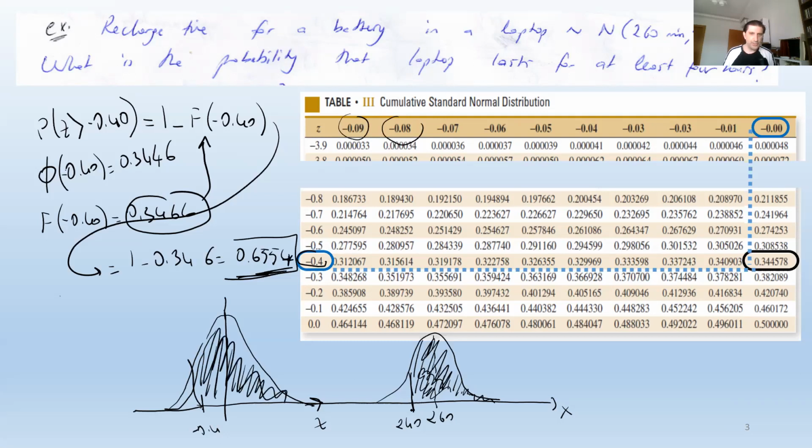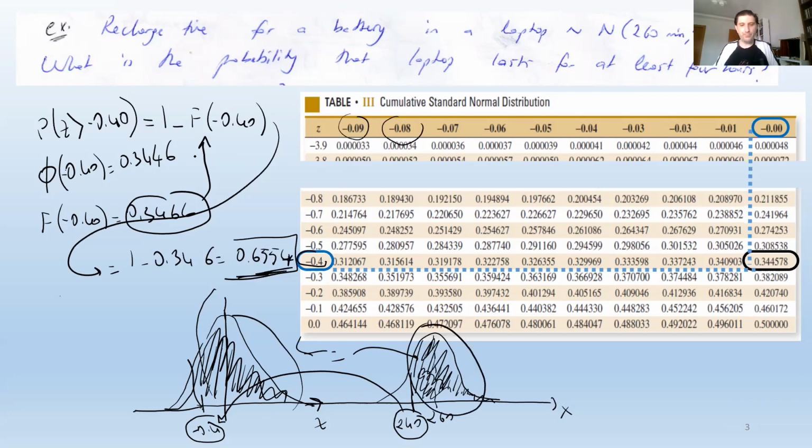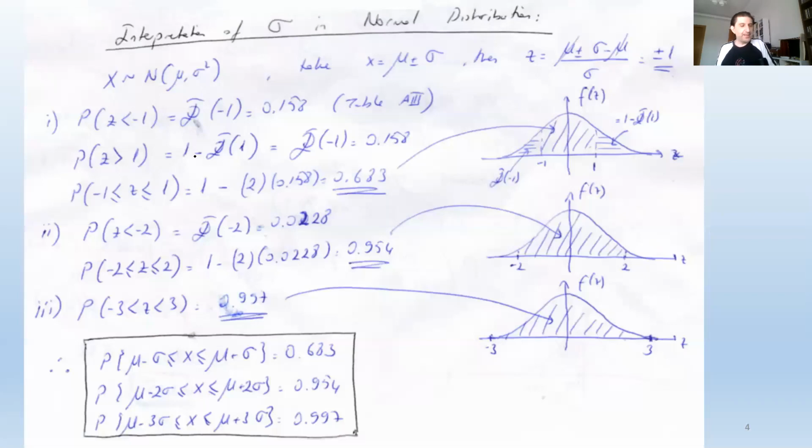So again, what we do is we map 240 to minus 0.4, all right? And when we do that, this area here and this area here will be identical to each other. That's the important point. Now, let's give a solid, concrete interpretation of sigma.